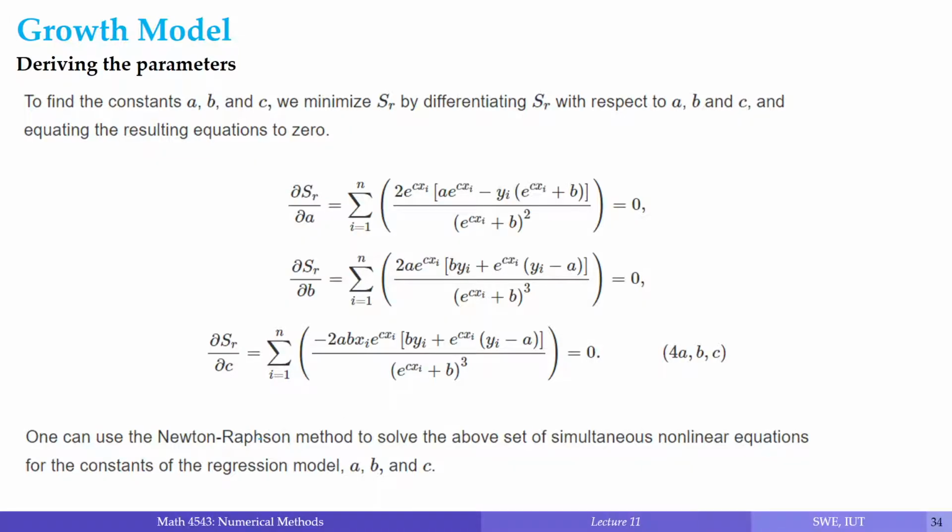Now that we have come back to the slide, you can see over here that we can use the Newton-Raphson method to solve these three simultaneous nonlinear equations, and we can converge to a good value of the parameters a, b, and c after a certain number of iterations. Now we'll see how this can be done in our upcoming example.